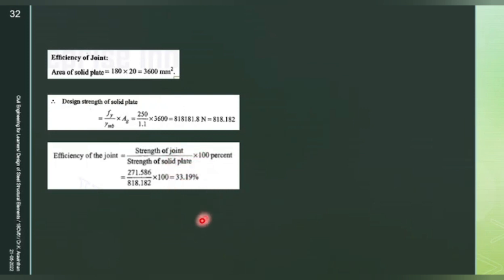Only 33%. So what do you mean by this? You are providing two members, one is plate and another is bolt. If you provide a plate alone, you will get 100% efficiency. If any connection is made, due to this connection the member gets only 33% efficiency. Out of 100%, you got 33% efficiency. Always for finding efficiency, the formula is strength of joint divided by strength of the plate. What do you mean by strength of joint? Least of the answers.